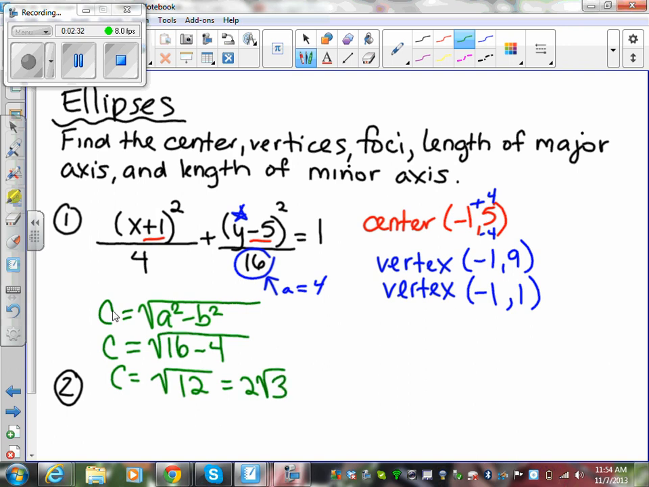And I simplify my radical. So now the idea is that the two foci are actually this many units away from the center. 2 radical 3 units up and 2 radical 3 units down. So I'm going to just add and subtract this c value from the y coordinate of the center. That will get me my two foci.